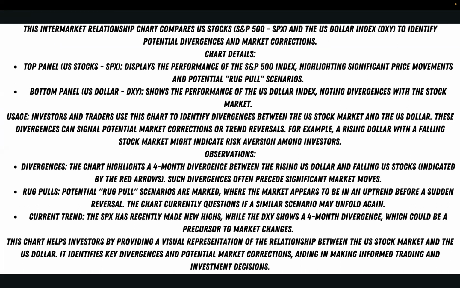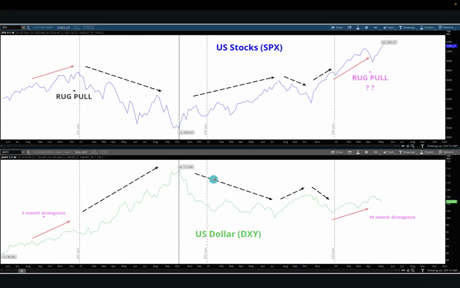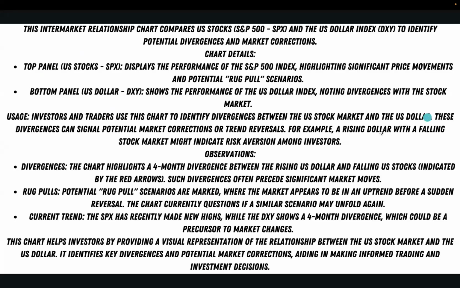For example, a rising dollar with a falling stock market might indicate risk aversion among investors. So let's go ahead and look at that, right? We see the bottom of the bear market here, and we see a rising dollar with a stock market that's falling, okay? And then what do we see here? We see the opposite of that. We see a falling dollar with a rising stock market, a bullish environment, okay?